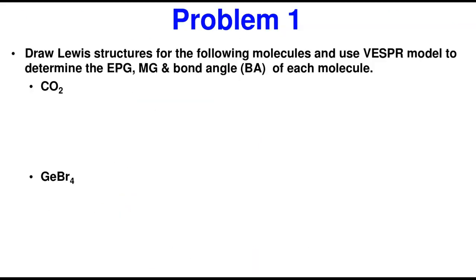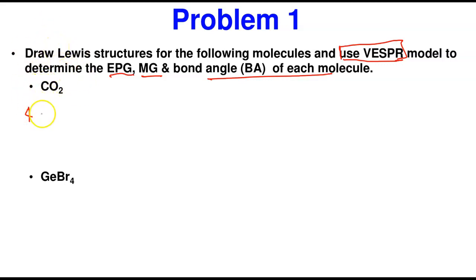Let's quickly go to our problems. Problem 1. It says, draw the Lewis structure of the following and use the VSEPR model to determine the electron pair geometry, the molecular geometry, and the bond angles. You need to memorize this stuff. So the first thing we need to do is to draw the Lewis structure. To draw the Lewis structure, remember as usual, you're going to calculate the total valence electrons.